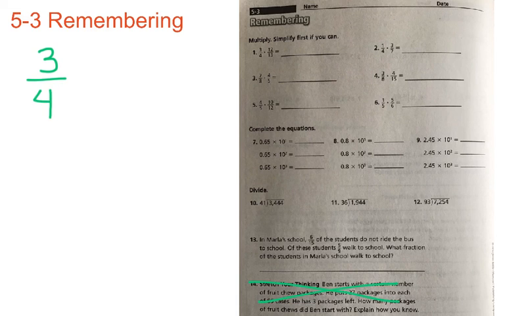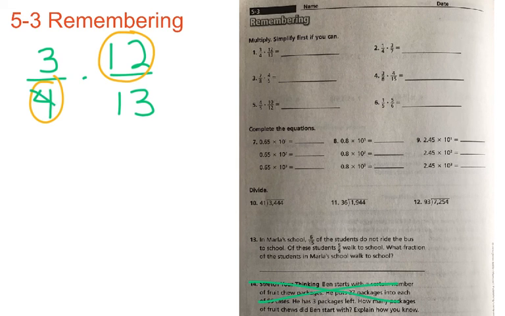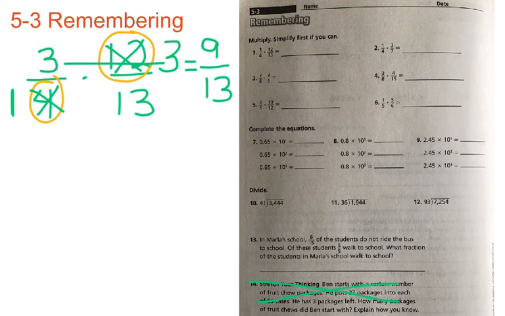Number 1, we have 3/4, and we're multiplying that by 12/13. Now we know that there's a relationship between 4 and 12 because 4 is a factor of 12. 4 can go into 4 one time, and 4 can go into 12 three times. And 3 and 13, we don't have a relationship there, so we can multiply straight across. 3 times 3 is equal to 9, and 1 times 13 is equal to 13. And so your answer is going to be 9/13.